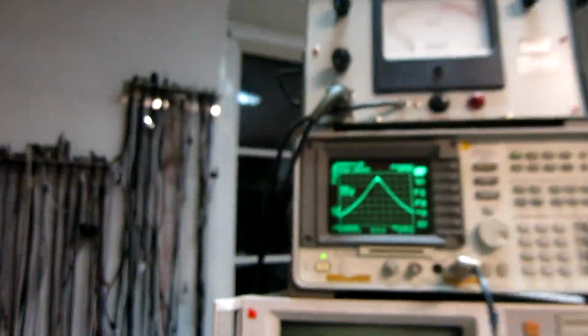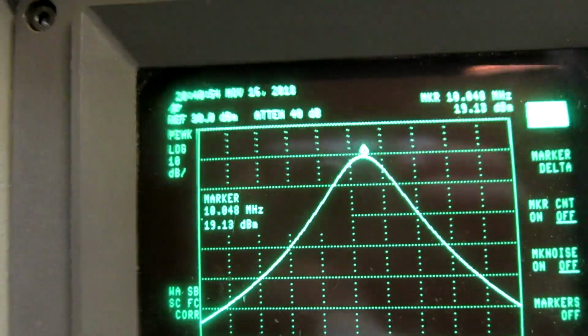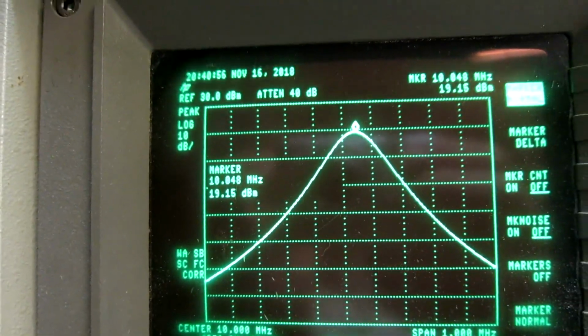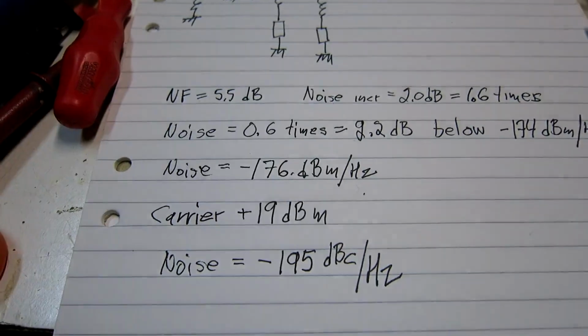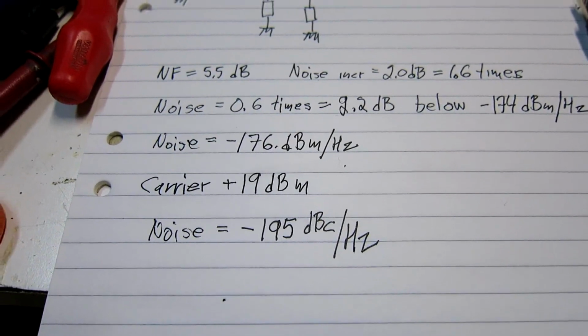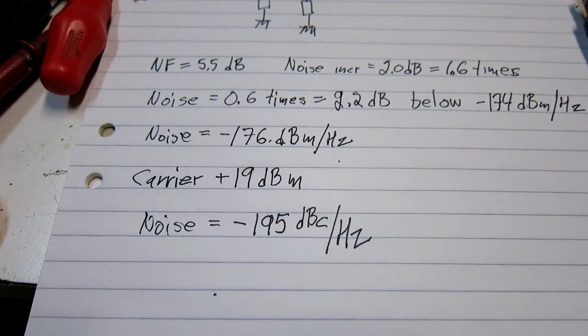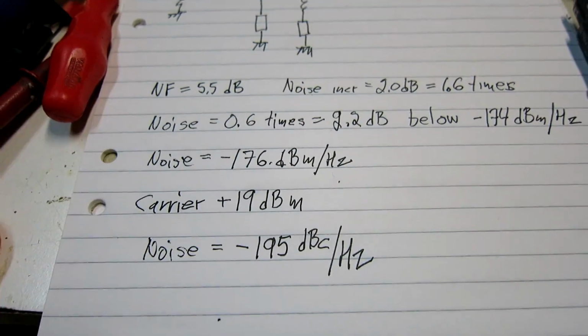The output power I see now is 19 dBm plus 19. So this looks really interesting. I will try to do something like this more properly to see if this result holds.